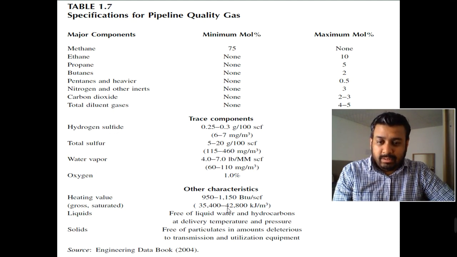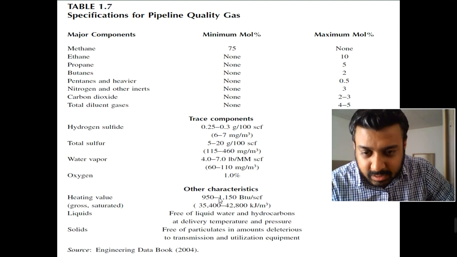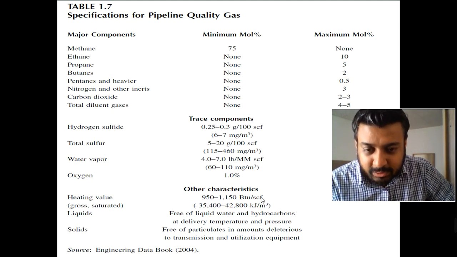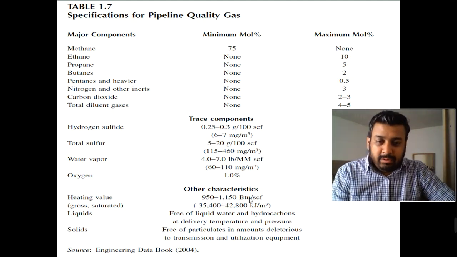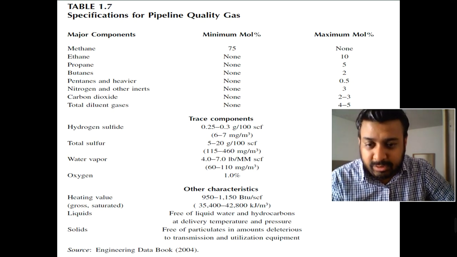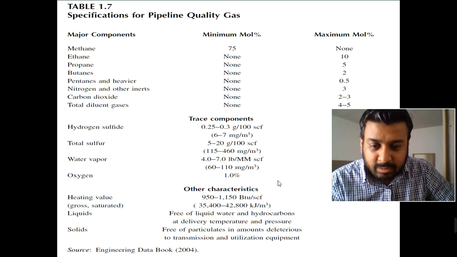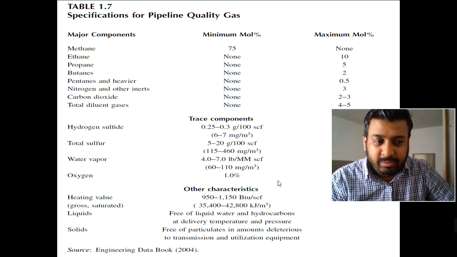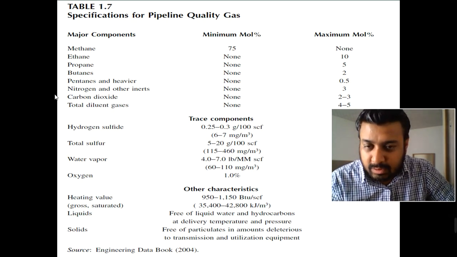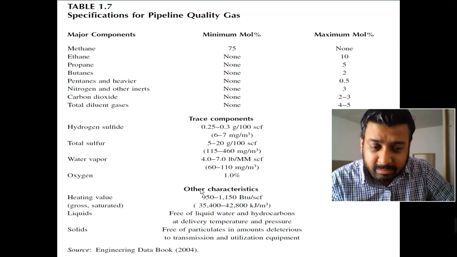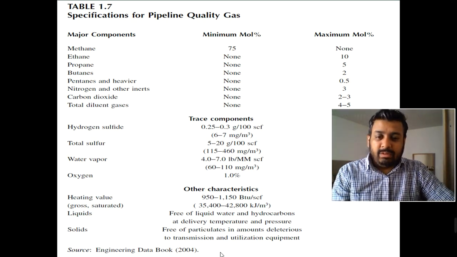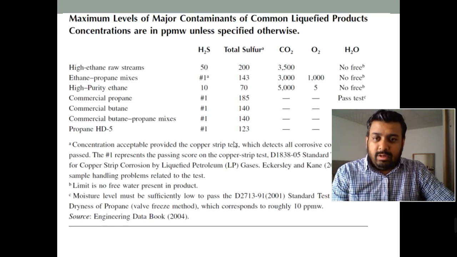Another important characteristic here is the heating value. You have to maintain 950 to 1150 BTU per SCF. And we discussed already what BTU is. BTU is the British thermal unit, the amount of energy you need to raise the temperature of the room. And SCF is standard cubic feet, I mean how much gas can come in a standard cubic feet, which means 12 by 12 by 12 inch of a box. So whatever gas you are sending, it should be free from liquids, hydrocarbons, and so on.